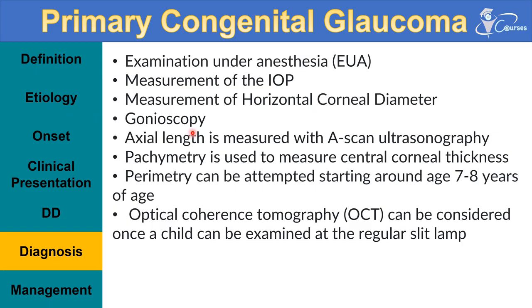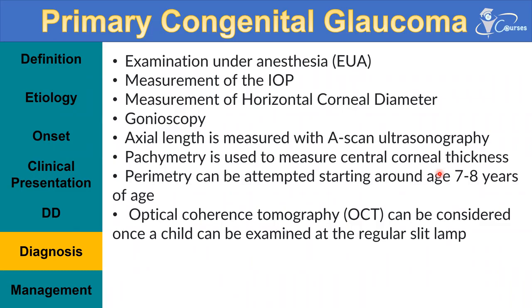Gonioscopy, if there is no corneal edema, so you can do gonioscopy to check the angle status, and also to diagnose secondary causes like Axenfeld-Rieger anomaly and others. The axial length should be measured by A-scan so that you can confirm the presence of axial myopia. Pachymetry measures the central corneal thickness.